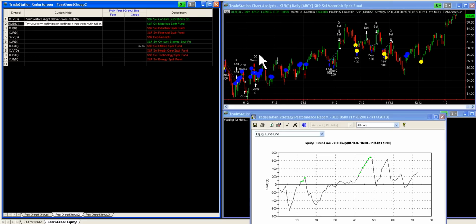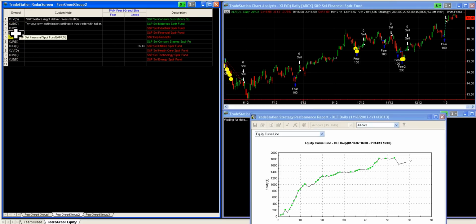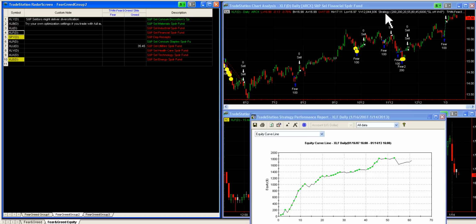Here, for example, the materials and I think the financials are quite good. On the financials, you can see that the strategy works well. And keep in mind, the settings are always the same. So this is the second group. The second group is from sectors. And there's the third group.